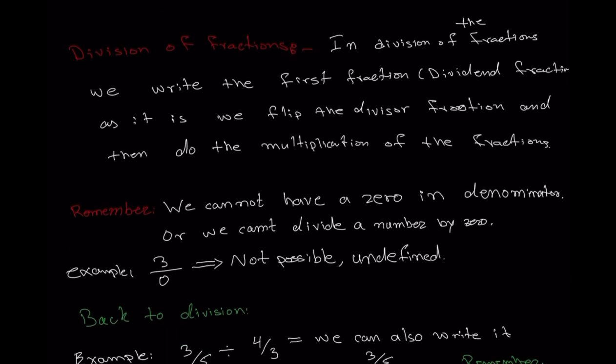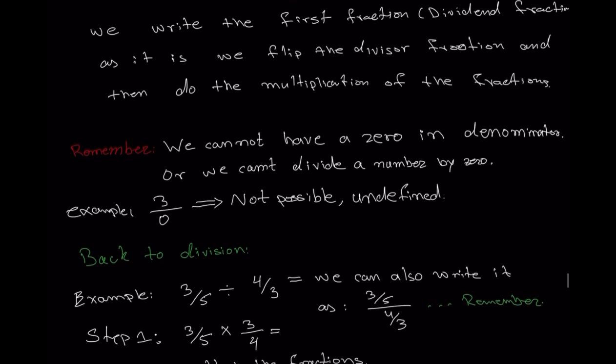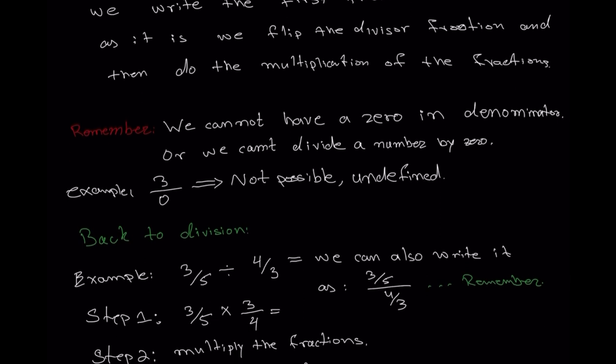Moving on to the division of the fractions. In division of the fraction, we write the first fraction, the dividend, as it is, and we flip the divisor fraction and then do the multiplication of the fractions. So in division, if these are the two fractions given, this divided by the divisor, we write the dividend as it is, flip the second fraction, and multiply these two fractions together.